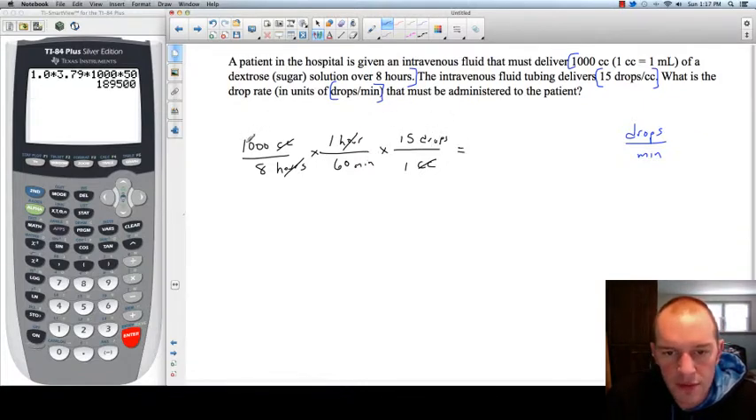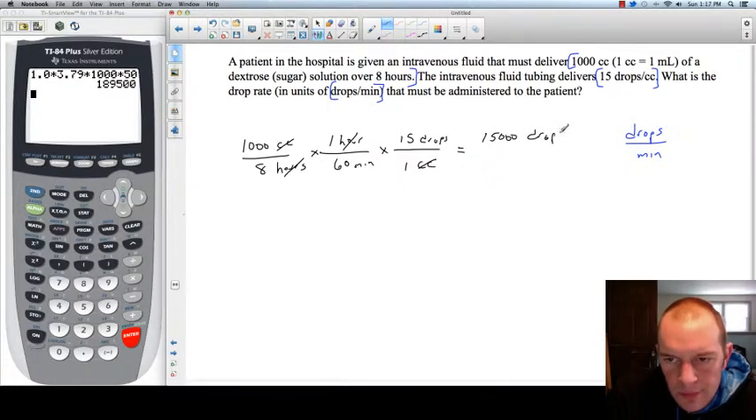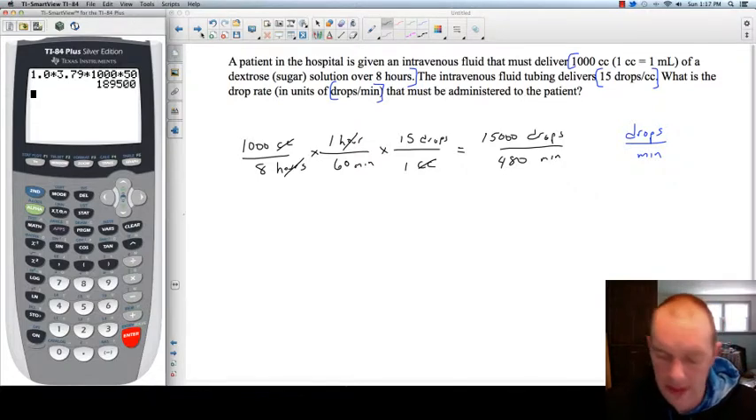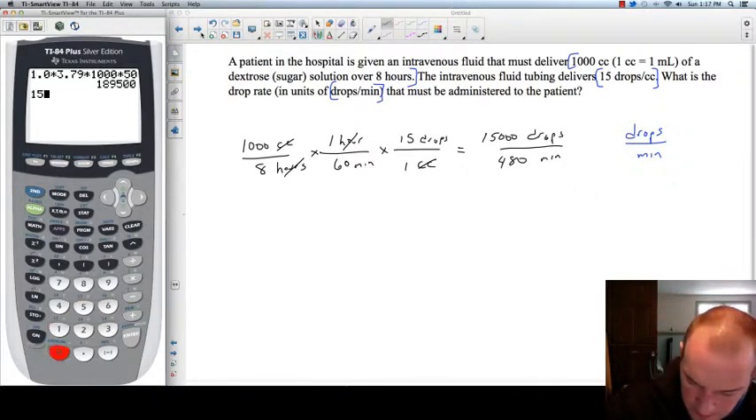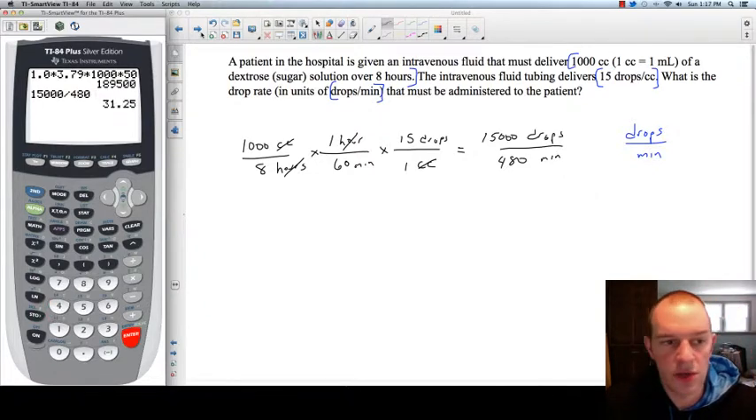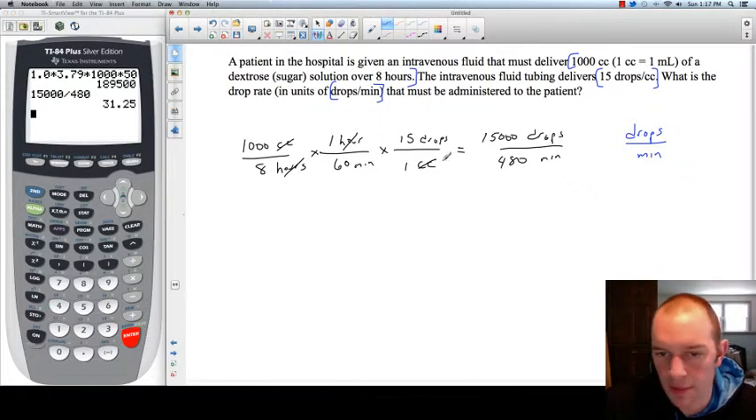So now when we work our way through this, it's 1,000 times 15, which is 15,000 drops per 8 times 60, which is 480. In this case, we have minutes here. So we're left in drops per minute. Now we just go ahead to our calculator. We want to go ahead and work it out. 15,000 divided by 480. And what we're left with is 31.25 drops per minute.